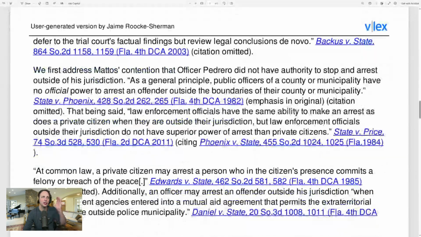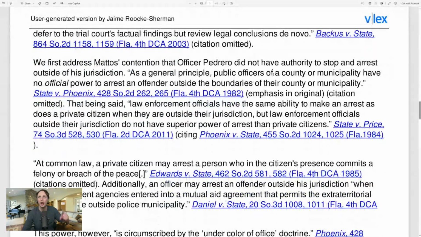So in other words, they're not looking at the facts. They keep the facts they found, but they are looking at the legal conclusions that the trial court made. De novo means it's fresh. They're able to investigate and make their own conclusions, or a new conclusion if necessary.